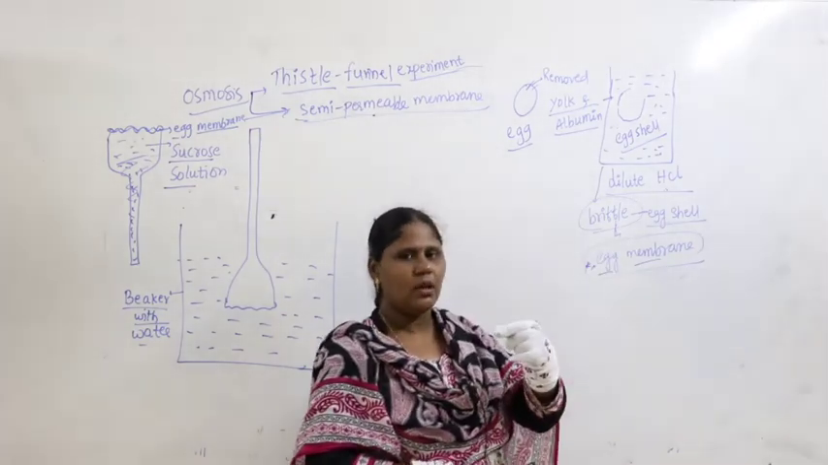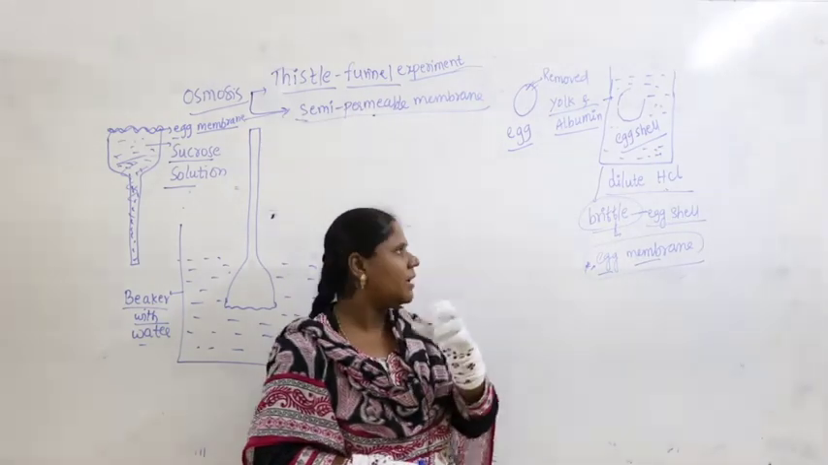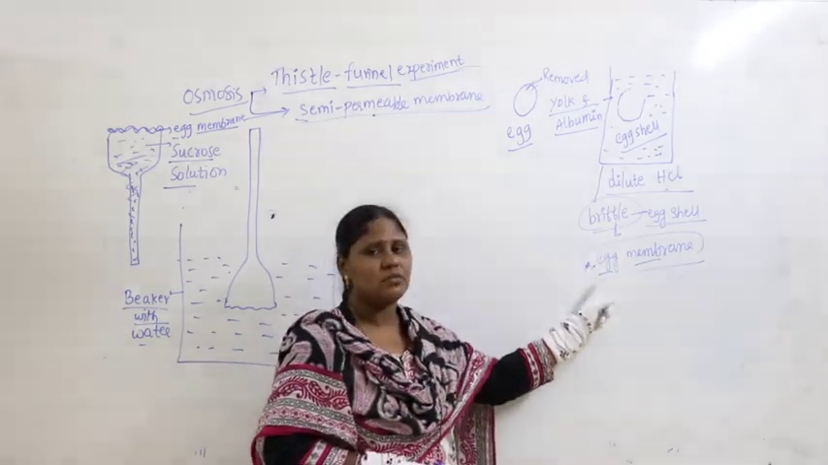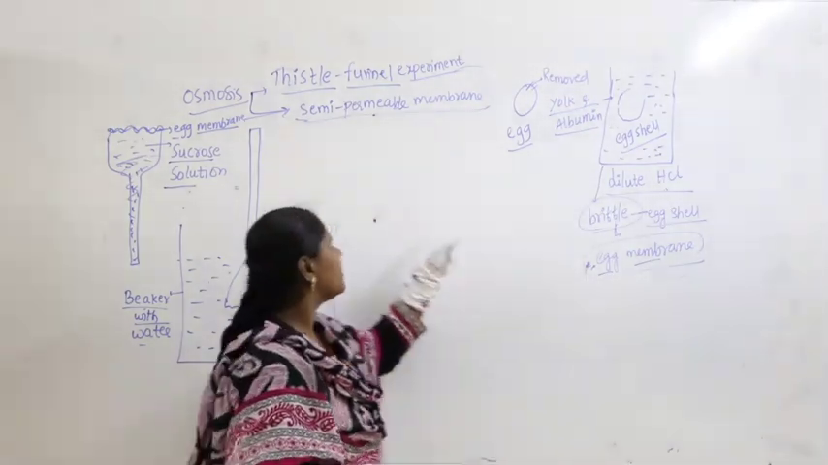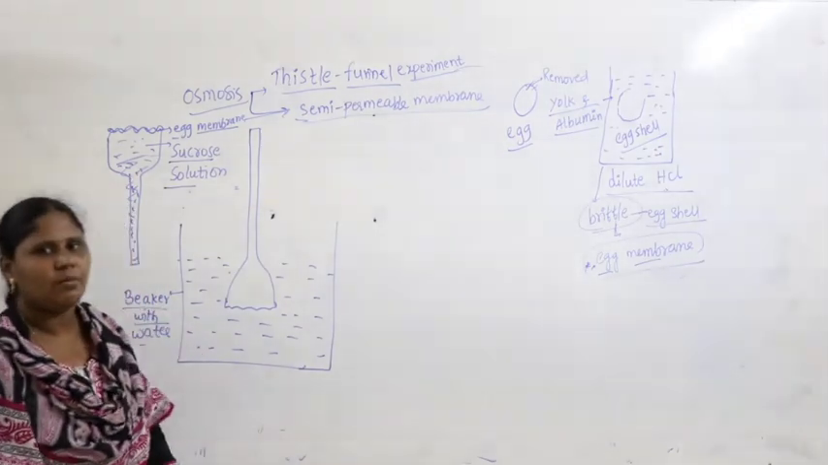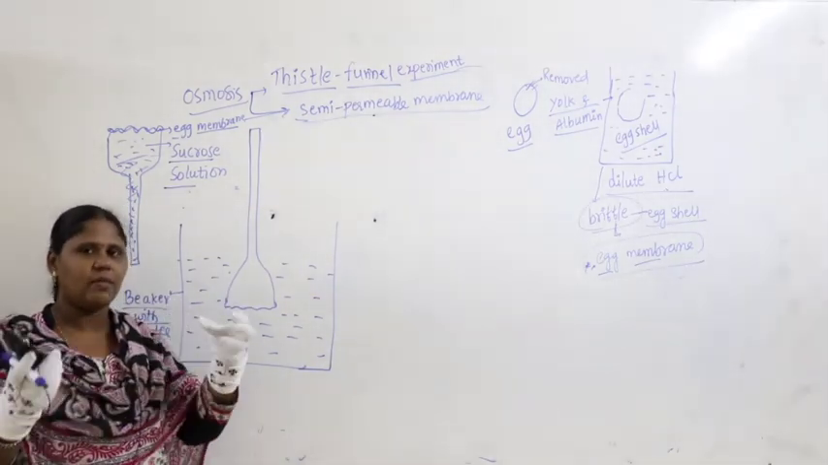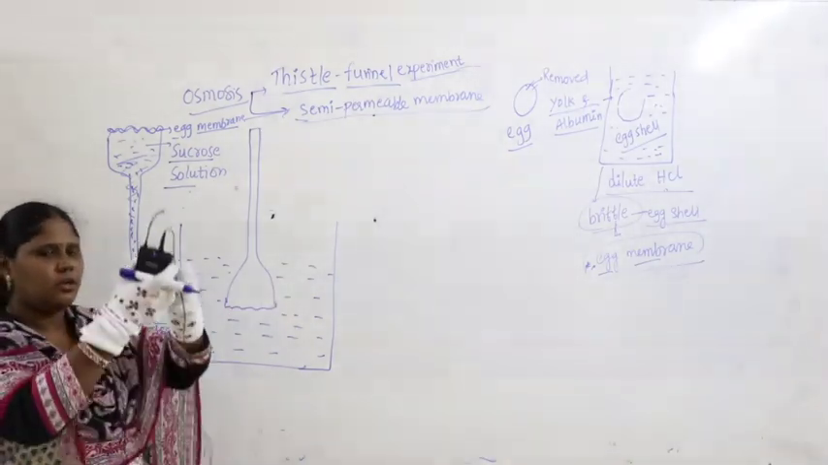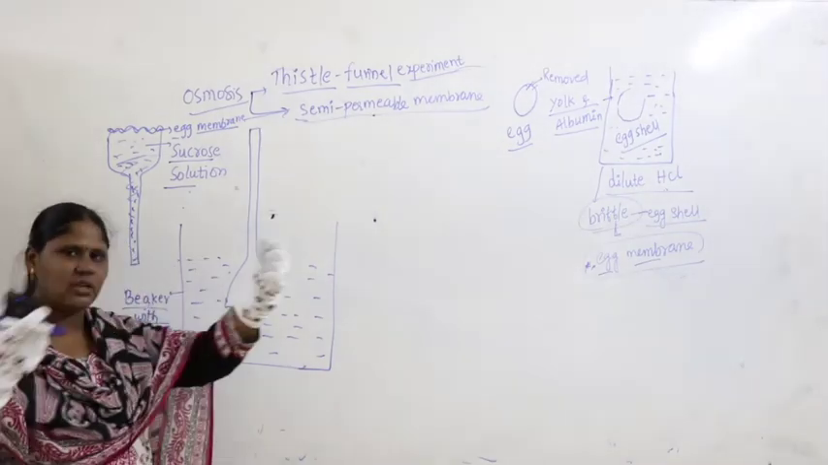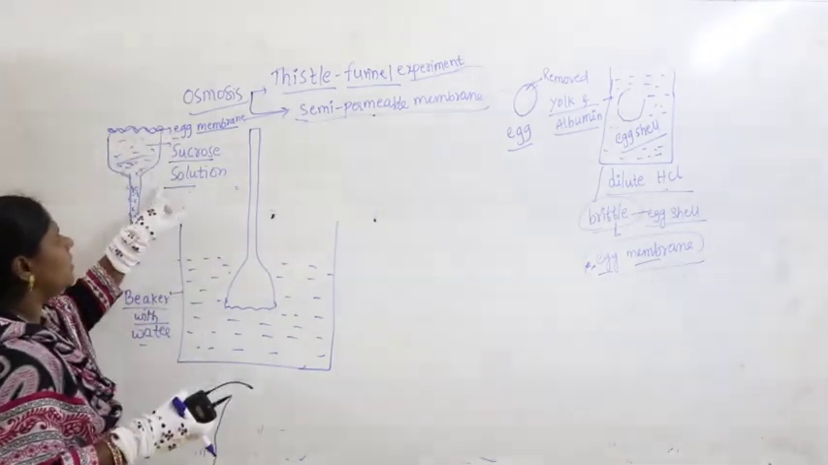From the eggshell, a white colored thin elastic layer will come out, and that is used as an egg membrane. That is used as a semi-permeable membrane. It becomes a soft, thin white layer. It becomes like plastic because we kept it in dilute HCl, so you can make it elastic, stretch it like this and put it as a membrane on the Thistle funnel.